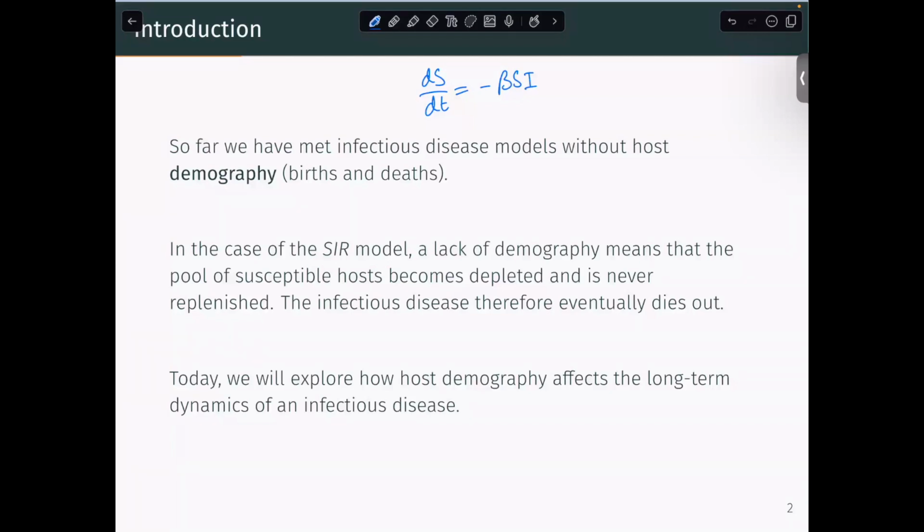However, over a longer period of time, we want to factor in host demography. So in other words, changes in the host population size due to births and deaths. So we're going to be thinking about how this pool of susceptible hosts actually becomes replenished due to this turnover in the population.